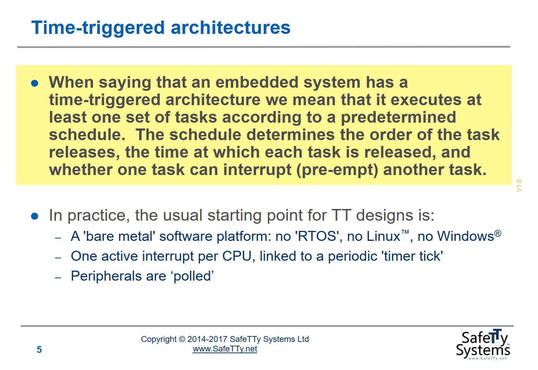In practice, the usual way in which we achieve this goal of creating a set of tasks that run according to a sequence that's determined and analysed in advance is that we do this using what's usually called a bare metal software platform. So there's no RTOS, no Linux, no Windows. We have one active interrupt per CPU linked to what's usually a periodic timer tick, and we poll our peripherals. I'll make it clear what polling means, if that's a term that's unfamiliar to you, later on in this video.